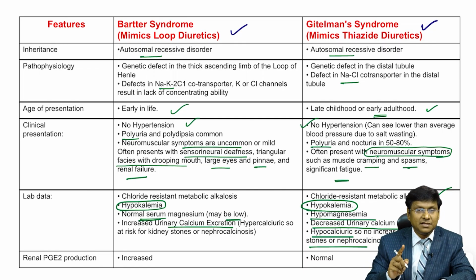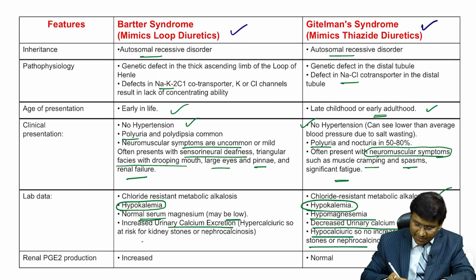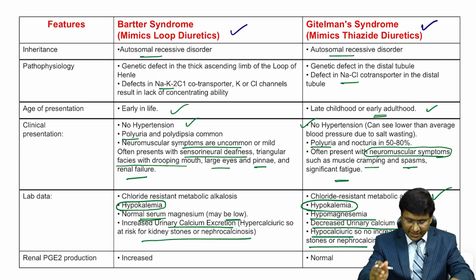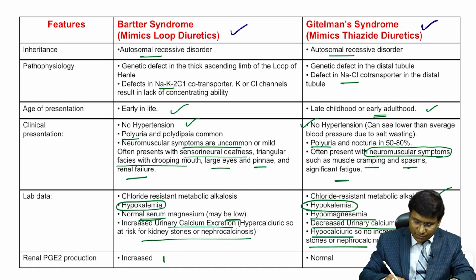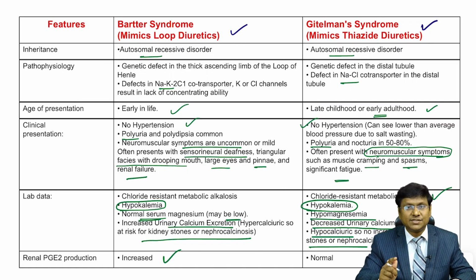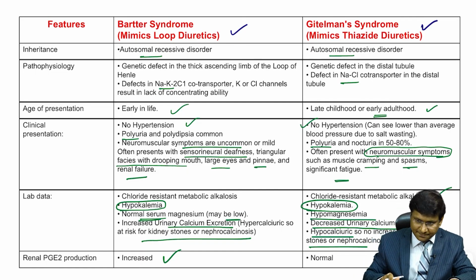But in Bartter's there is hypercalciuria, an increase in urinary calcium, and that will result in increased risk of nephrocalcinosis. And if you take the PGE2 levels, the PGE2 levels are increased in Bartter's. Because the PGE2 levels are increased in Bartter's, that is the reason why the drug of choice is indomethacin. All right, next question.